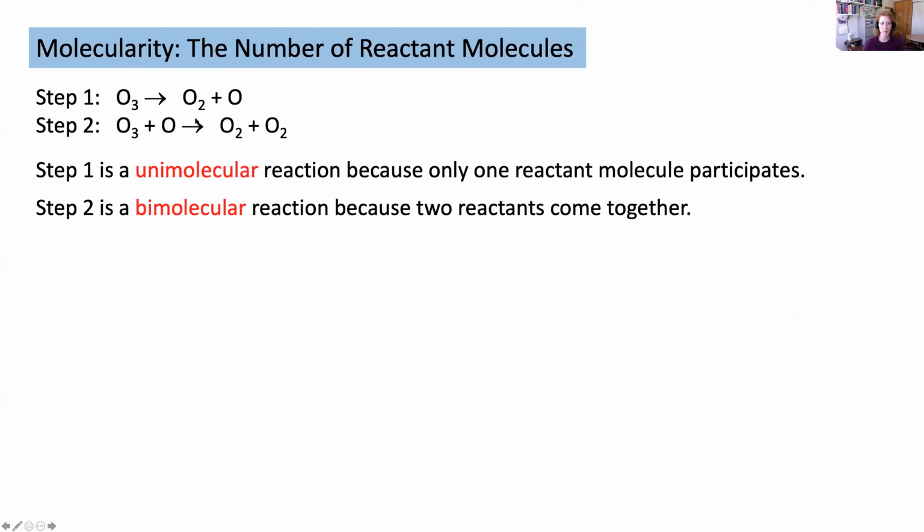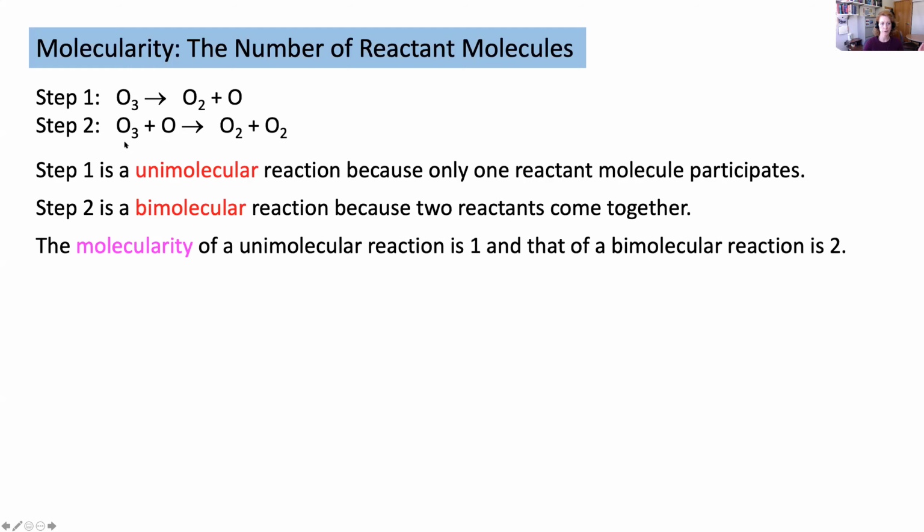It doesn't actually matter what they become, it just matters what's happening on the left, or reagent, side of the arrow. So how many things are reacting on the left side, and that's your molecularity. So this is unimolecular, this is bimolecular, this is 1, this is 2. 1 is unimolecular, 2 is bimolecular.